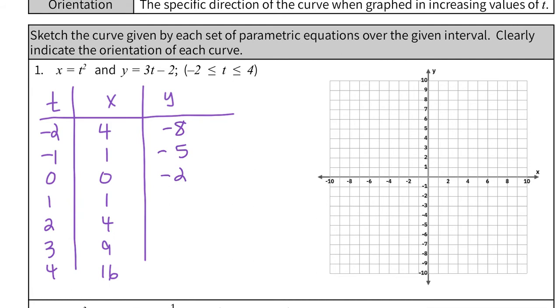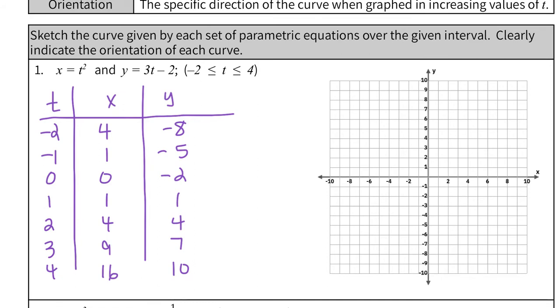Keep plugging in the numbers. If I plugged in 1, that would be 1. If I plugged in 2, that would be 4. Plugged in 3, that would be 7. And then plugged in 4, that would be 10. Okay, so there's my three-column table.